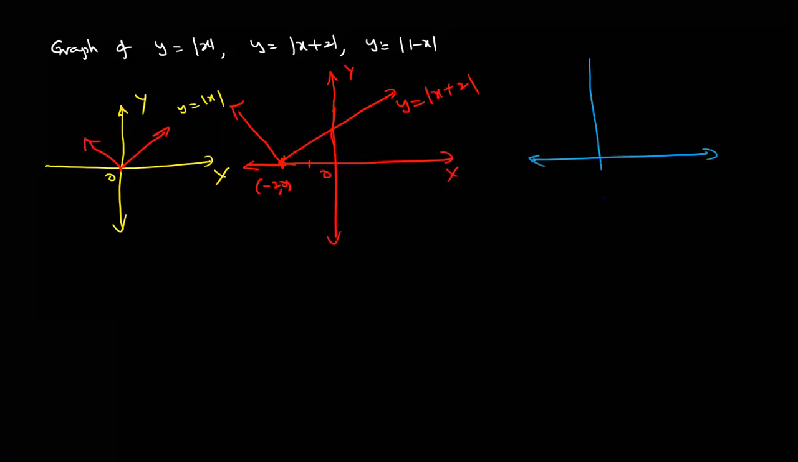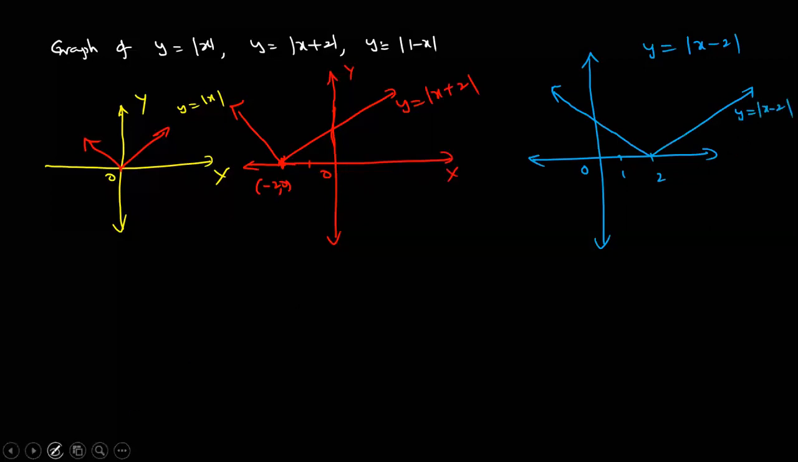Same graph. Suppose how to draw a graph of y is equal to modulus of x minus 2. The graph is moving towards the right hand side by 2 units. That's the meaning. Y is equal to modulus of x minus 2. So for example, see carefully. What is this graph? Y is equal to mod x. See, is there a difference or not? Minus 2 means right hand side, plus means moving towards the left hand side.